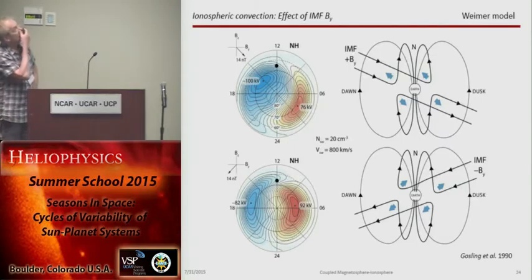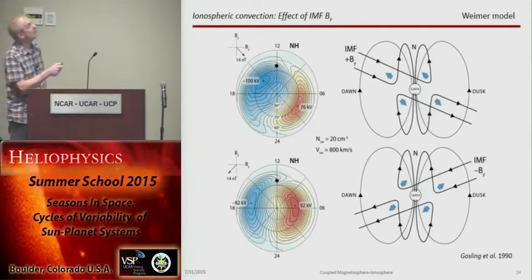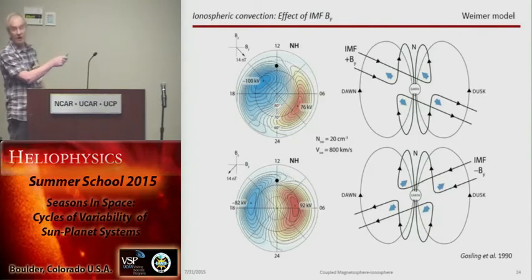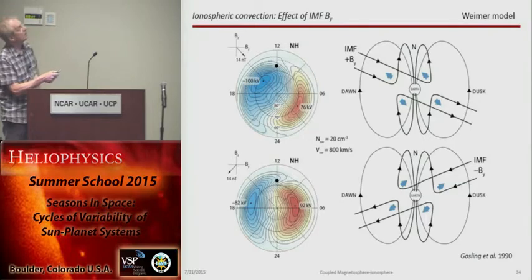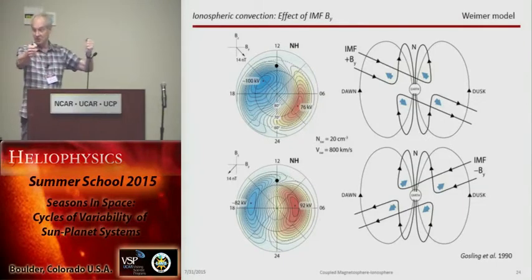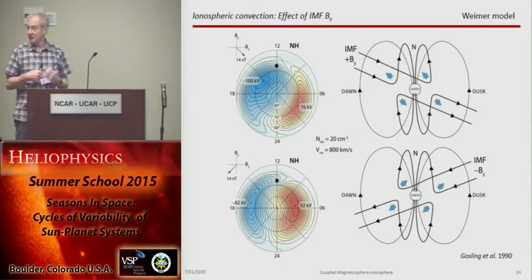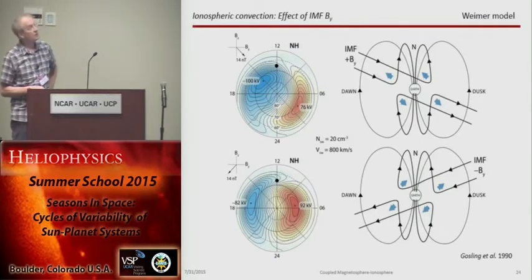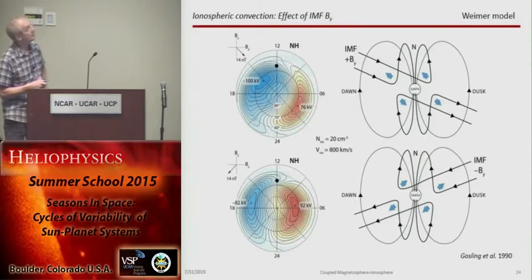One consequence of that is that after reconnection occurs, the field lines are not only dragged over the top, but they're pulled around to the sides. Mind you, these field lines are anchored down in the ionosphere. As the solar wind pulls those field lines, as the tangential stresses are exerted on them, they exert a force on the fluid in the ionosphere, and the fluid has to respond to the fact that the field lines are being pulled left and right here. And so the whole ionospheric convection pattern changes.